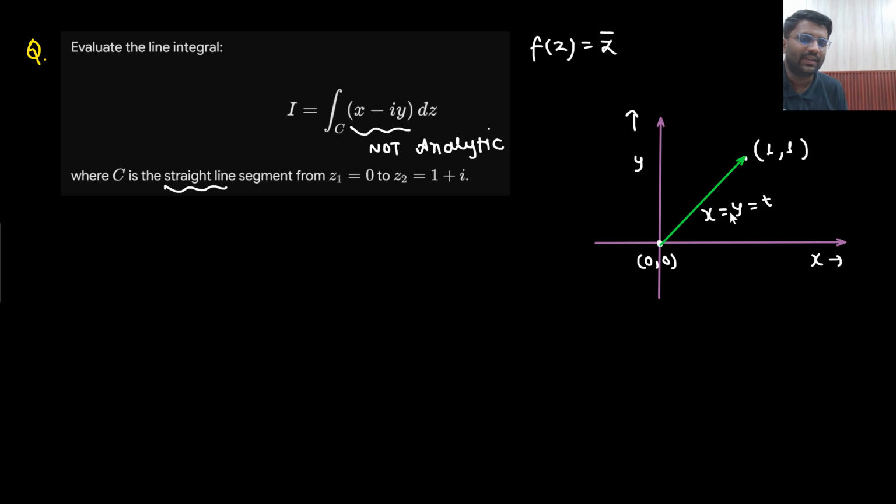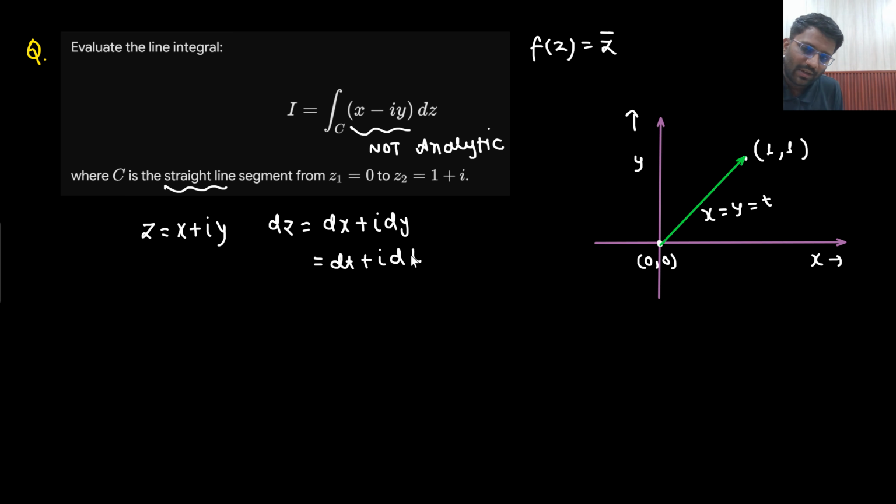What is the way of solving? Sir, x equals t, y equals t. What is dz? Z is nothing but x plus iota y. So dz would be nothing but dx plus iota dy. X equals y, that means dx will be dt, iota dy would be iota dt. This is your dz. So the dz value we are getting is 1 plus iota dt.